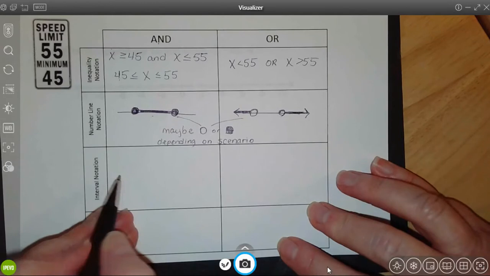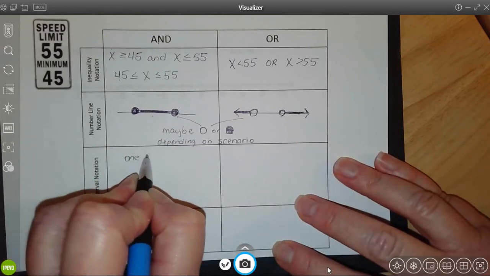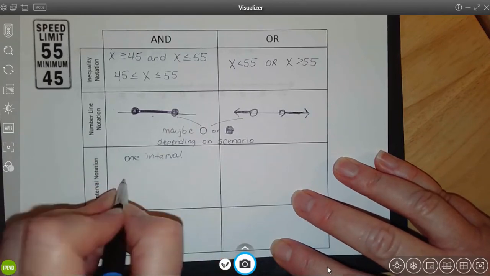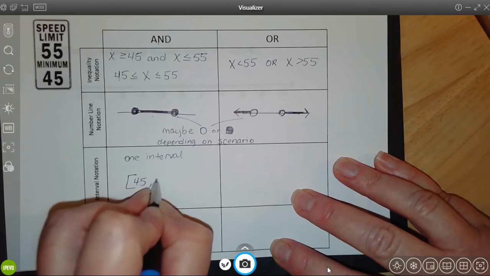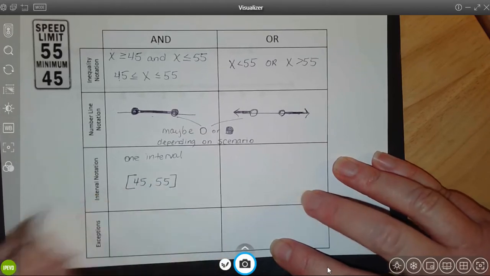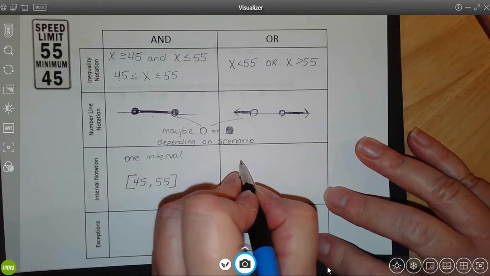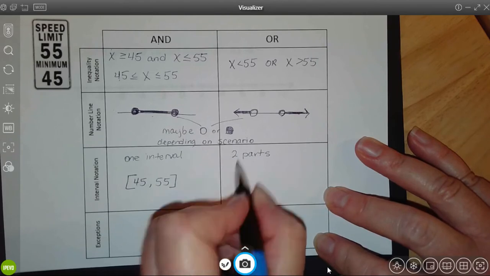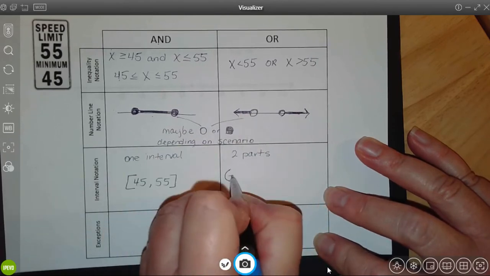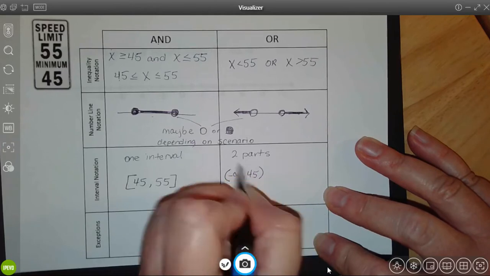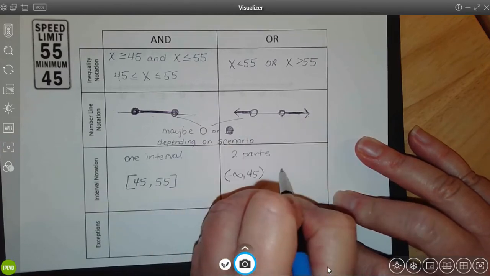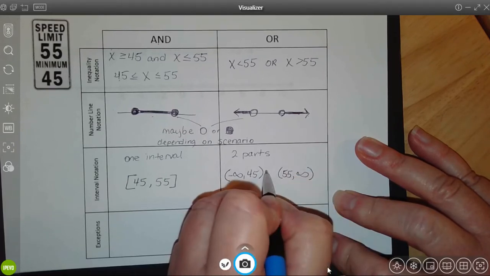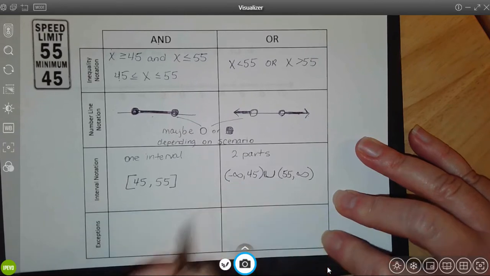For interval notation, you have one interval. So the one interval that we had was from 45 to 55. Those were the speeds that you could go. And for the or, you will have two parts to your interval. One part is the left side of the number line, and the other part is the right side of the number line, joined by that flat U, which means a union.